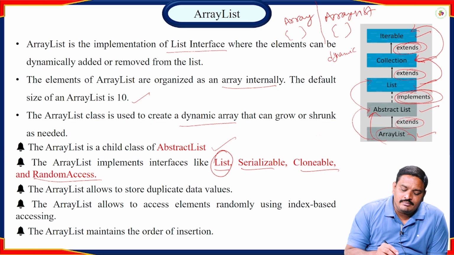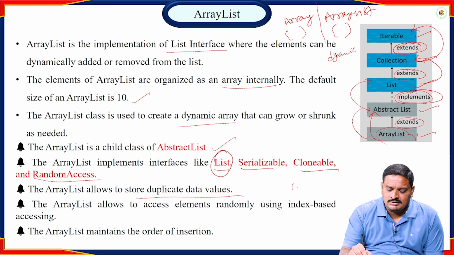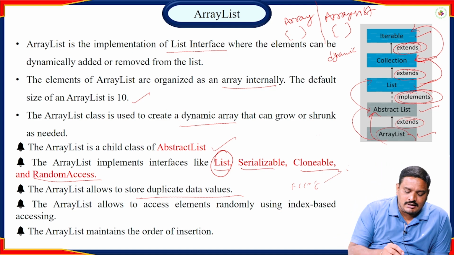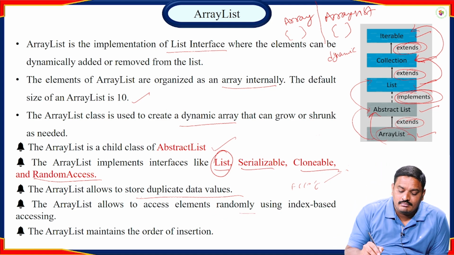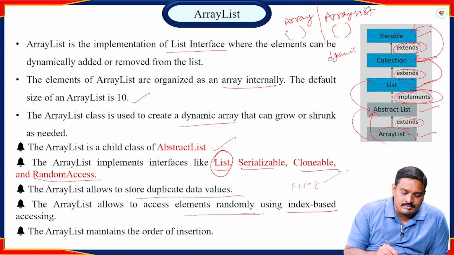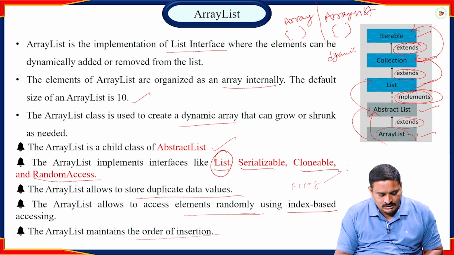Here the ArrayList allows duplicate data. Here also the same; in the arrays concept also we use duplicate data values. The ArrayList can also access the elements randomly. In the ArrayList the elements can be accessed randomly, that is, by using index based accessing. Here the ArrayList maintains the order of insertion.